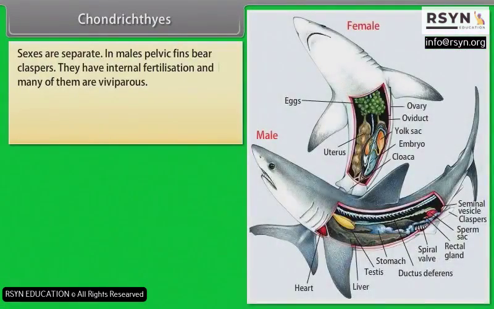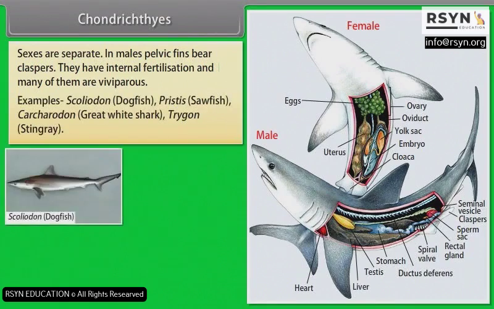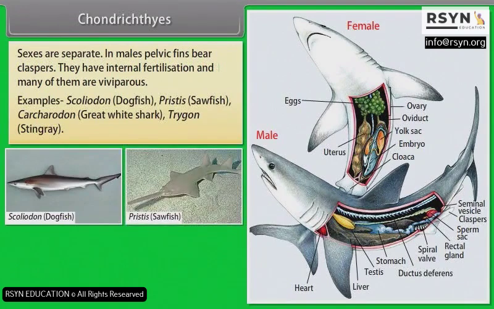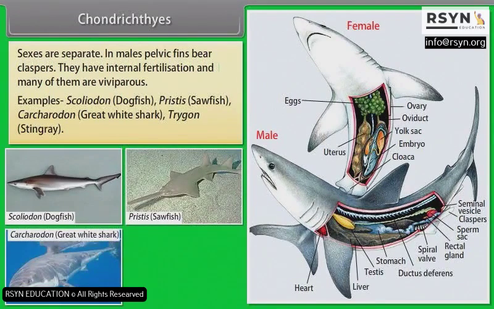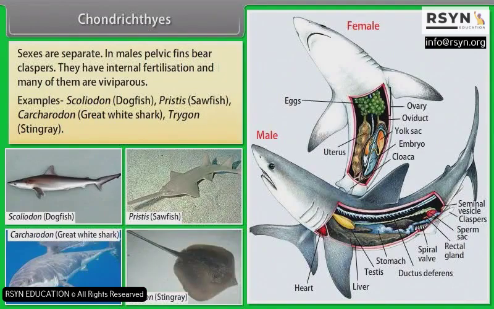Sexes are separate. In males, pelvic fins bear claspers. They have internal fertilization and many of them are viviparous. Example: Scoliodon, dogfish, Pristis, sawfish, Carcharodon, great white shark, Trygon, stingray.